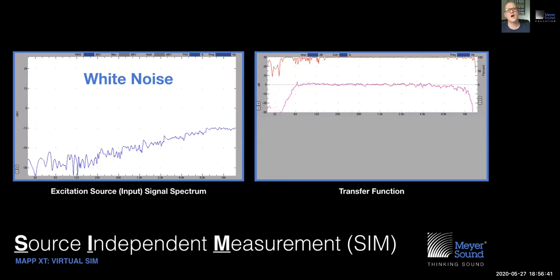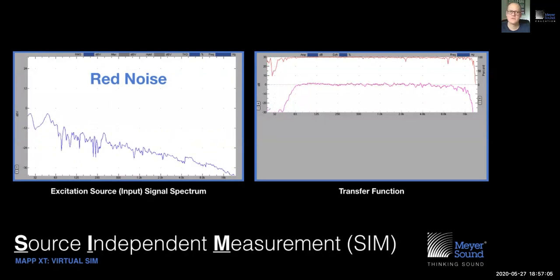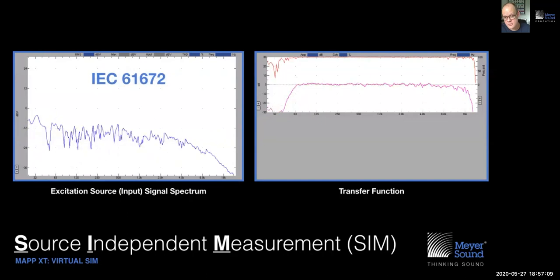This reveals an underlying challenge, which is that dual channel transfer analysis is still poorly understood even in 2020. Because if you understand the transfer function, you'll be able to appreciate that regardless of the excitation signal that we use on the left side, which is white noise, could be pink noise, it could be red noise, it could be IEC 61672, which is another noise, it could be M noise.